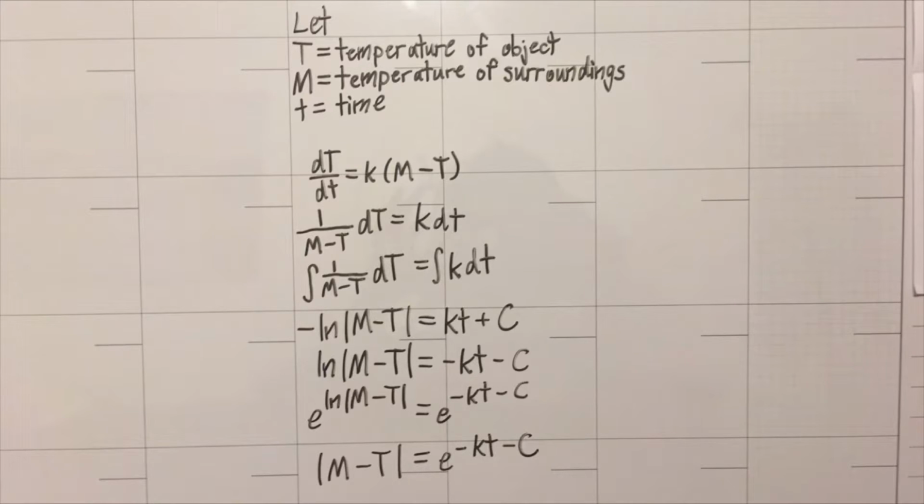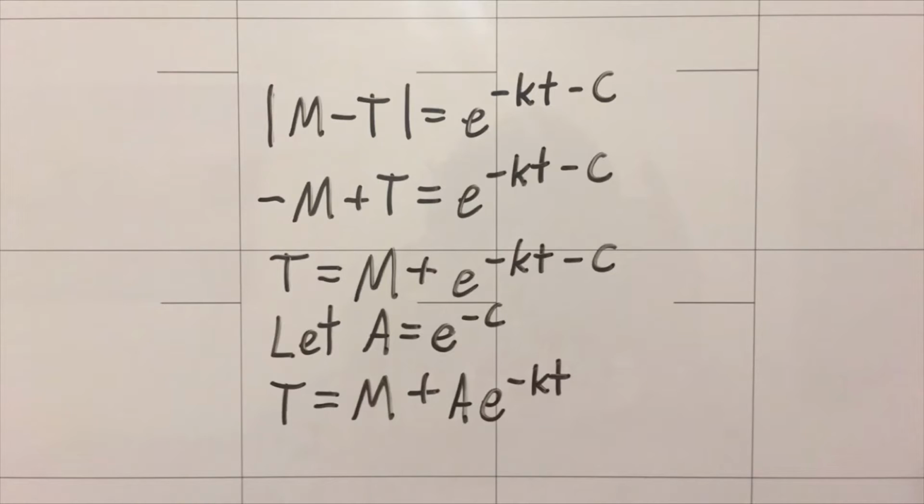Then we set both sides as exponents to a base of e. Then we get the absolute value of M minus big T equals e to the power of negative K little t minus C. Since the object will be cooling in the following situation, M minus big T is negative, so the absolute value is the opposite of M minus big T.